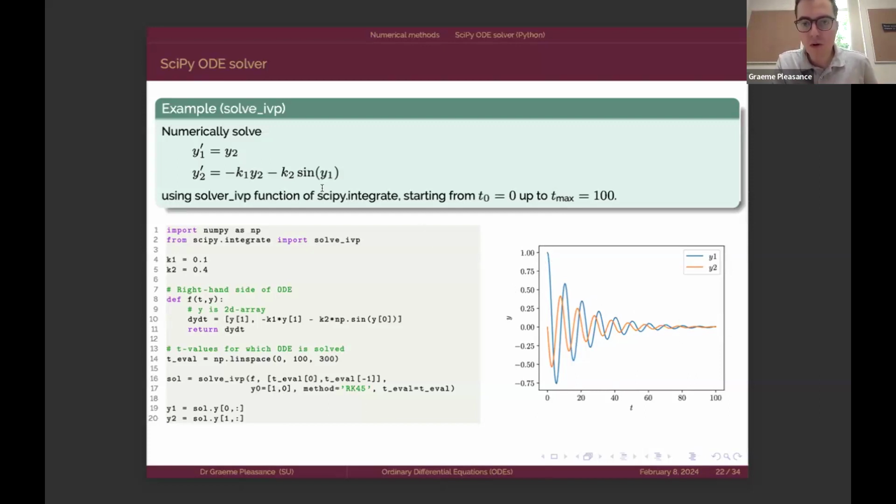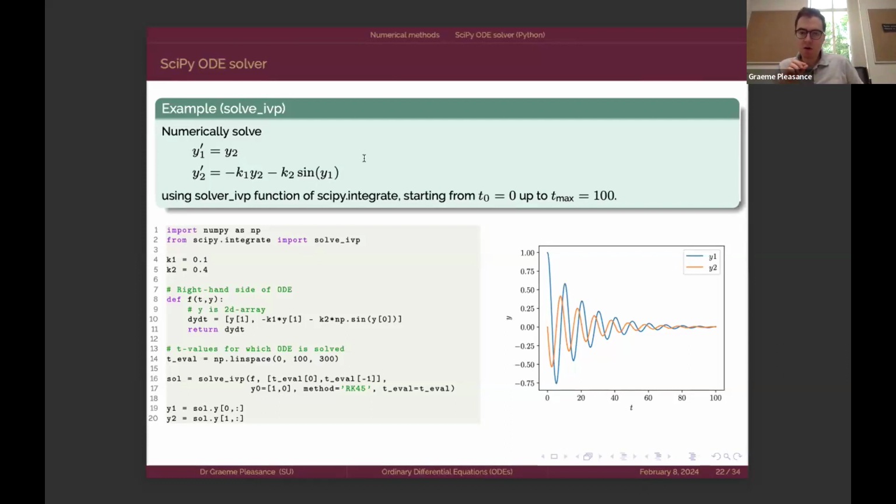And so, someone asked in the chat previously whether it's possible to convert higher order ODEs to just a system of first order ODEs. For a particular problem, you can actually do that.